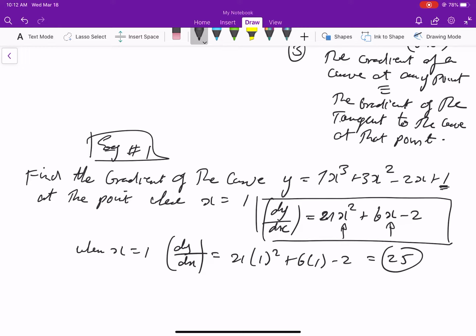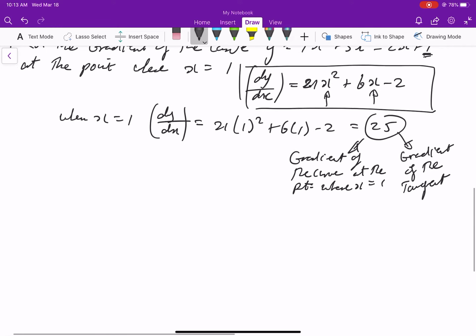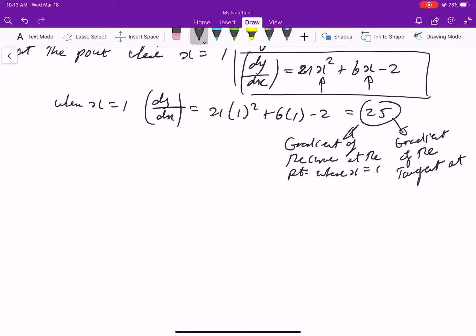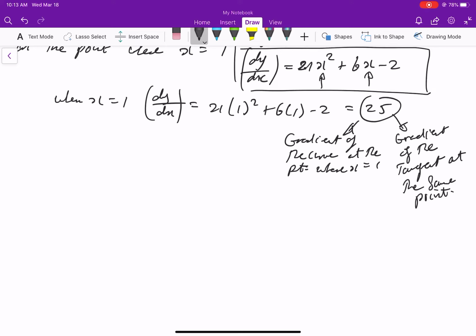That number, 25, is the gradient of the curve at the point where x is equal to 1. That same number also represents the gradient of the tangent at the same point. All right, kind of straightforward. Let's try another one.